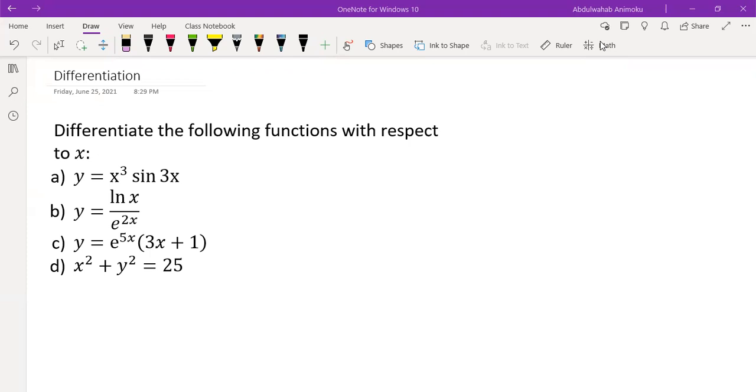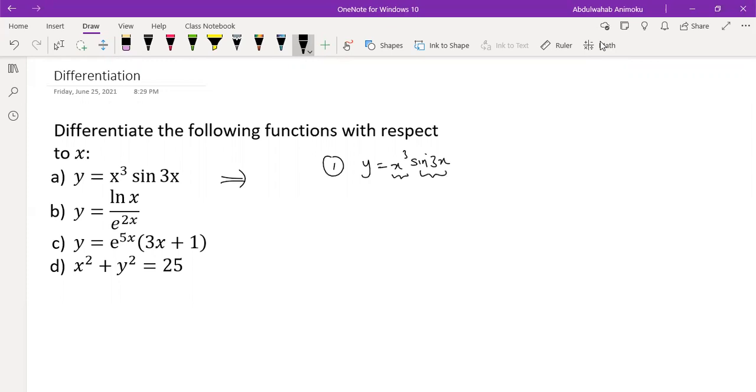Okay, so the first problem here is how to find the derivative of this function. So the first thing that you note about this function is what? This is a product of two functions, the product of x cubed and sine 3x, okay?